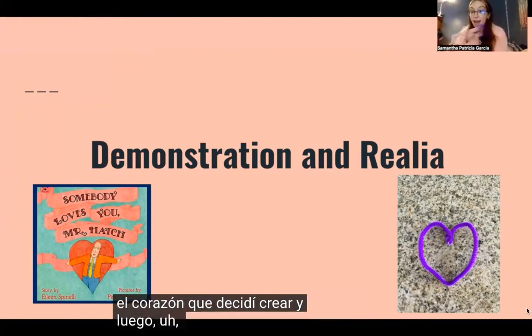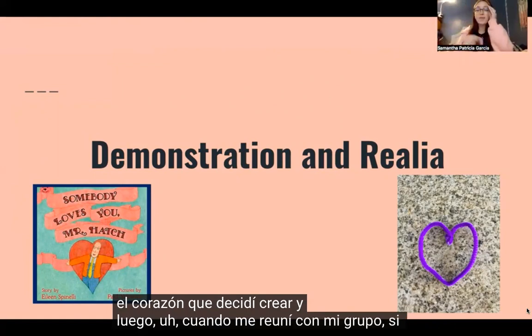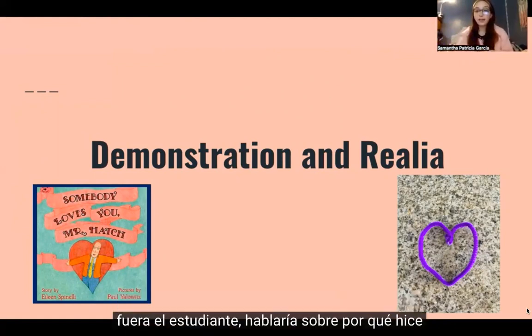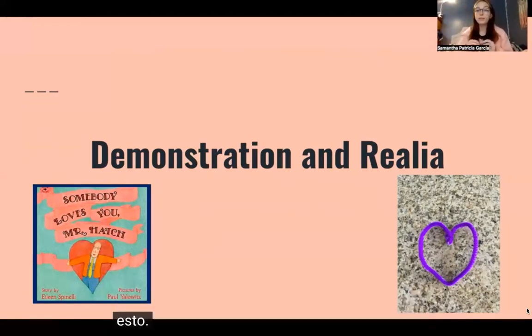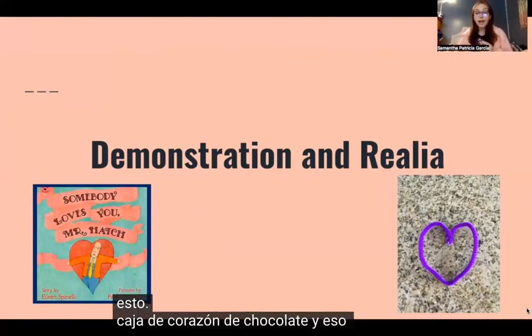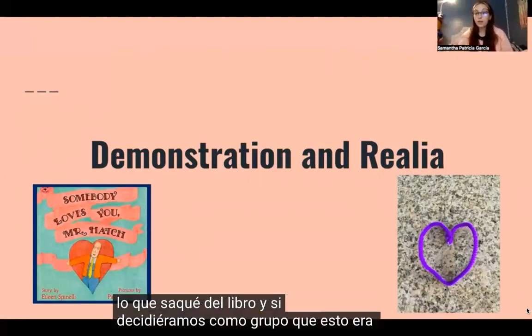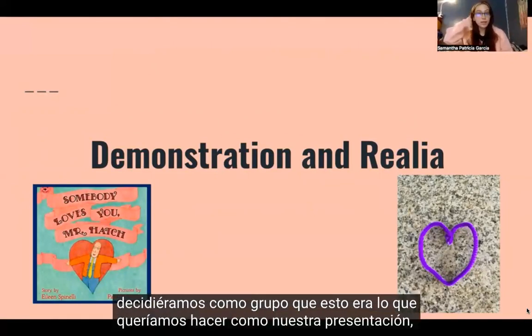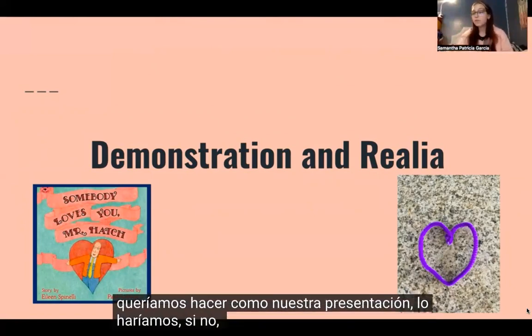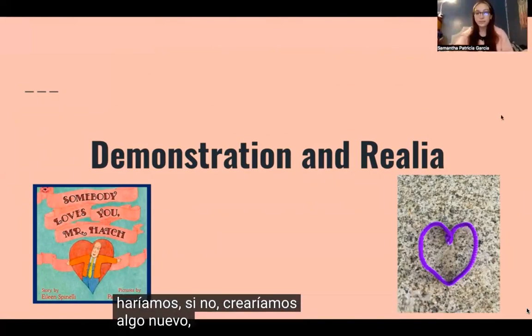And then when I met with my group, if I were the student, I would talk about why I did this, explain that this is a representation of the chocolate heart box, and that was what I took away from the book. And if we decided as a group that this was what we wanted to do as our presentation, we would do so. If not, we would create something new.